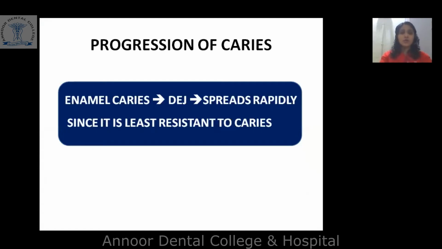Now, how does a caries progress? When the caries penetrates the enamel, it reaches the dentino-enamel junction. From the dentino-enamel junction, the caries spreads rapidly, since it is the least resistant area to caries.